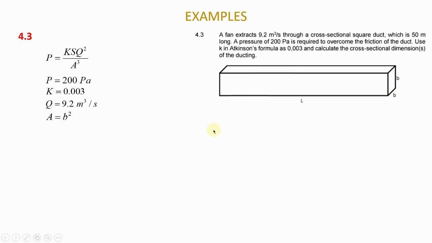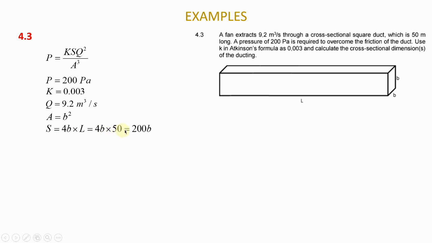So if we do that, then what is the perimeter of a square? The cross section is a square. What is the perimeter of a square? It's going to be B plus B plus B plus B. That's the perimeter of a square. So it's 4B. And then that multiplied by the length will give us the wetted area or the rubbing surface. And so you will have 4B multiplied by L.